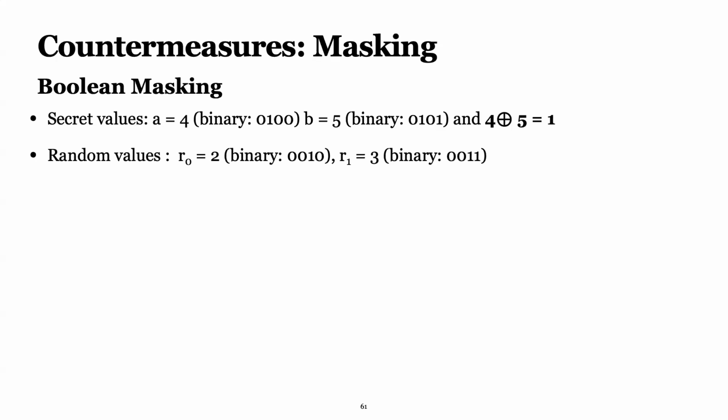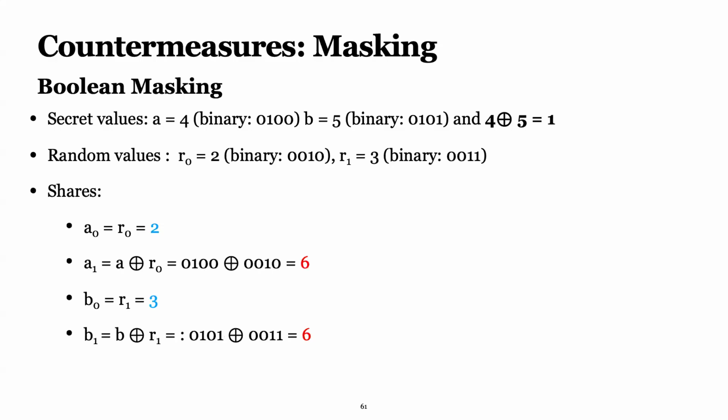This is an example. I just wanted to clarify and also have a proof that it is working. So I just want to show A is 4, B is 5. Since I'm working with Boolean, I'm converting into binary operation. When I XOR them, it is 1.